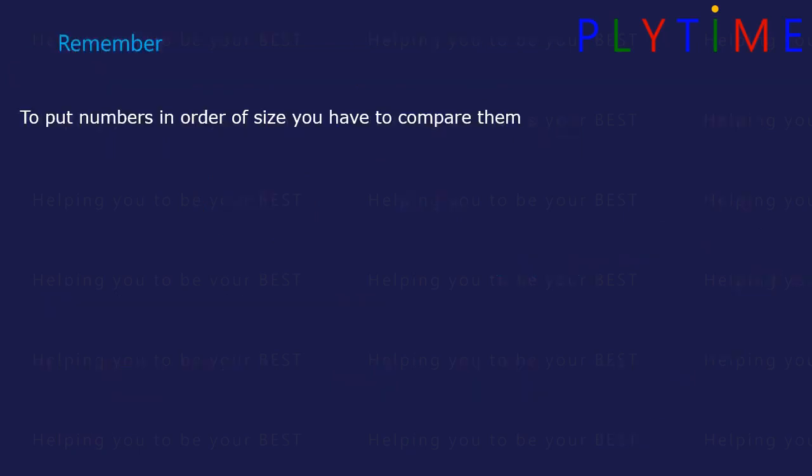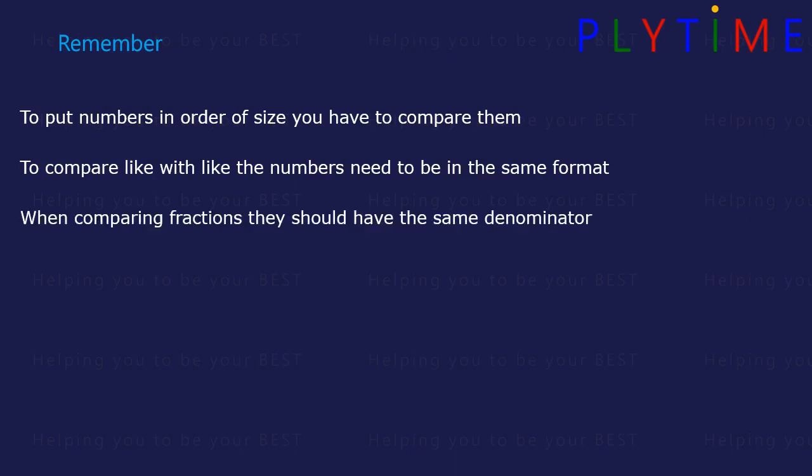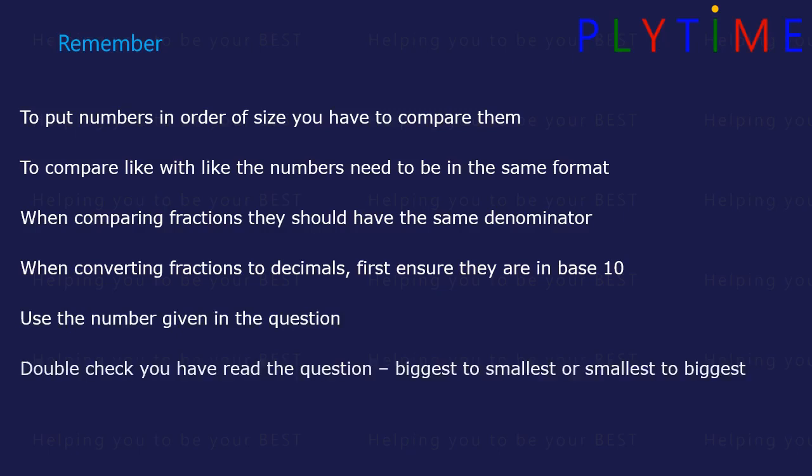Remember, to put numbers in order of size, you have to compare them. To compare like with like, the numbers need to be in the same format. When comparing fractions, they should have the same denominator. When converting fractions to decimals, first ensure that they are in base 10. Use the number given in the question in your answer. And double check you've read the question. Is it biggest to smallest or smallest to biggest?